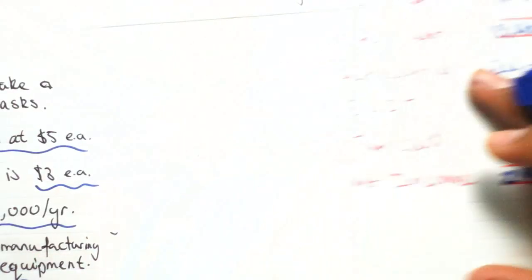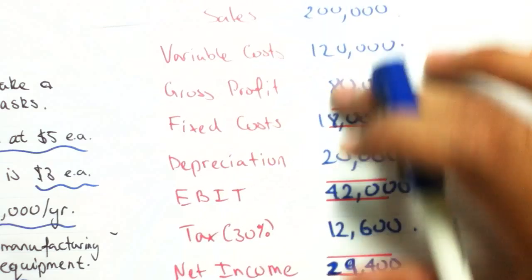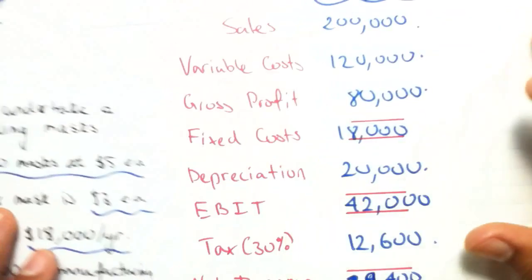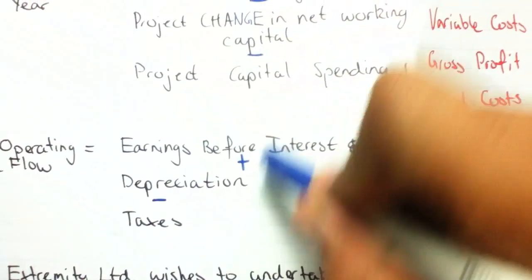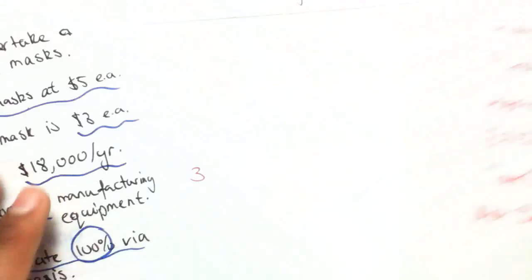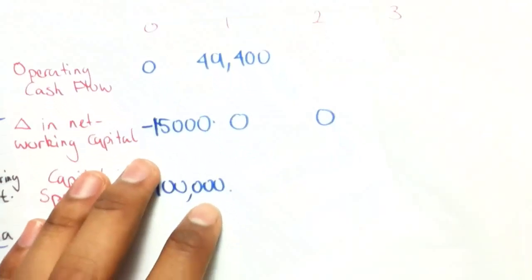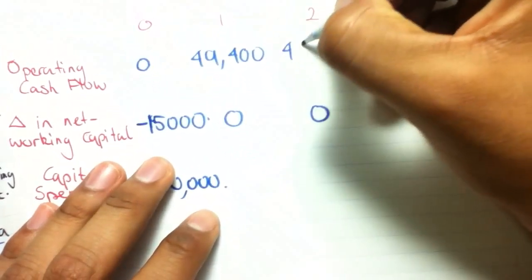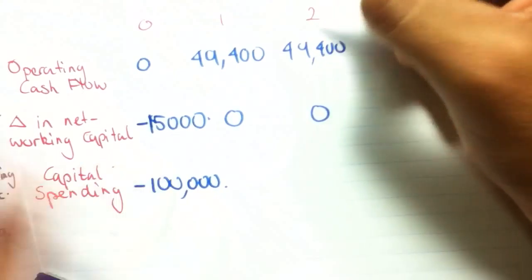So I just want to say that, notice how this is very useful in condensing all of our information into numerical figures, which we can easily use in calculating these two things right here. And so operating cash flow is not going to change throughout the years, because these 3 elements are not going to change.